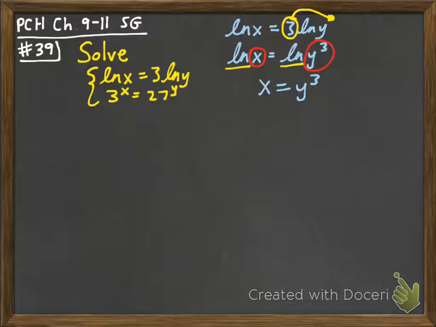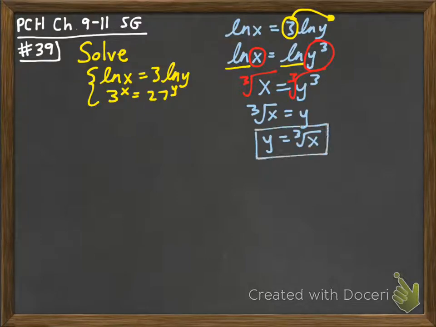And so therefore we get y equals, well, let's go ahead and take the cube root of both sides. Solving for y, we get y is equal to the cube root of x. We always like to see it like this, so y equals cube root of x. That's our first equation involving y.